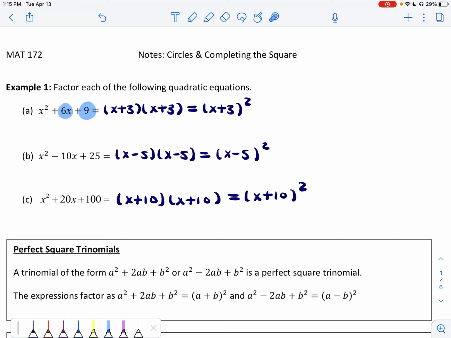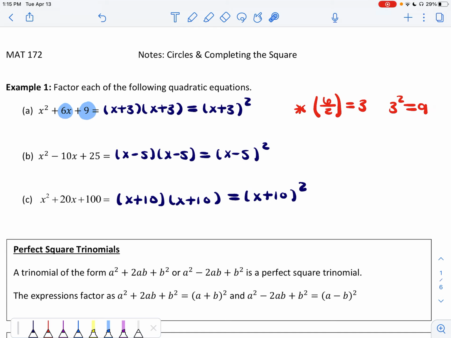So if you think about these numbers here, we have a 6 and we have a 9, okay? So something that you should notice is that half of 6 is equal to 3, and 3 squared is equal to 9. So in other words, if we take 6 and divide it by 2, we get a 3, and then 3 squared is equal to 9. So half of the B term squared is equal to C.